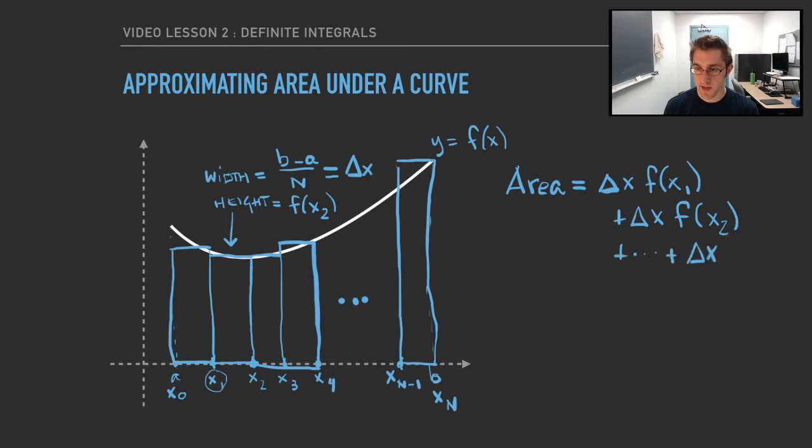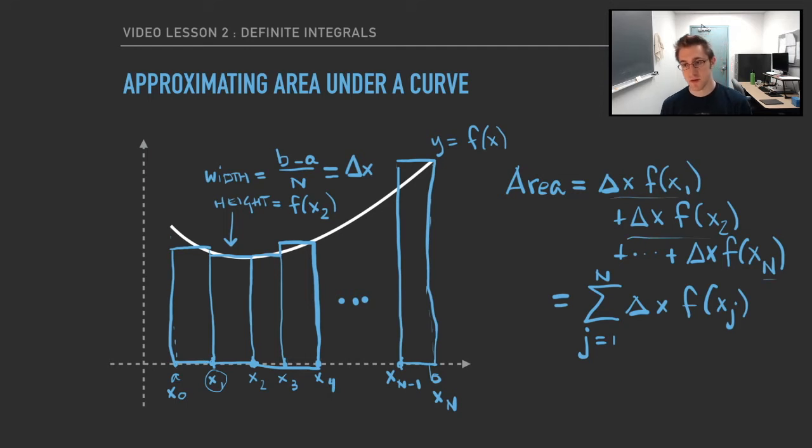The last one is delta x times f of the rightmost endpoint of the last interval, which is xn. Okay? And again, we can write this as a summation. The sum as j goes from 1 to n of delta x times f of xj, right? Notice that the only thing that was changing in each of these terms is the index on x. So that's what we're looking for when we're trying to write things as summations.